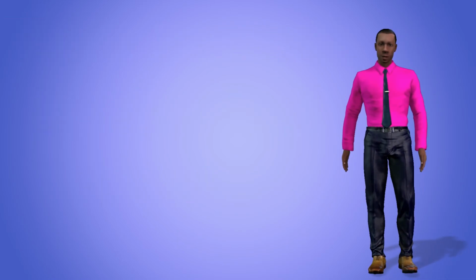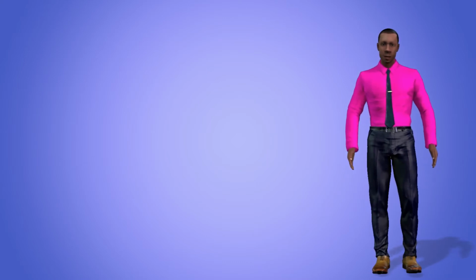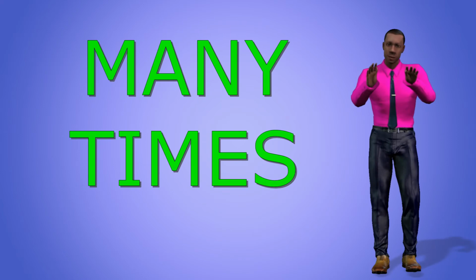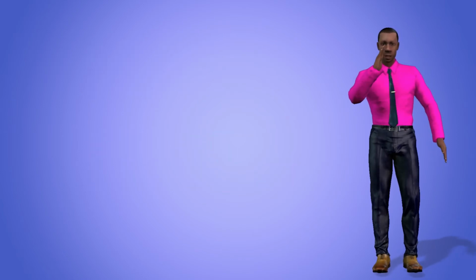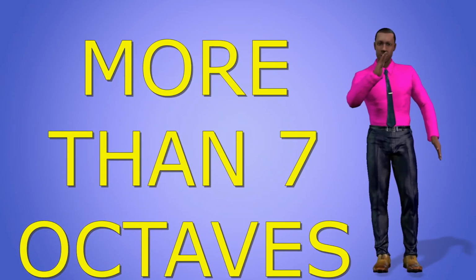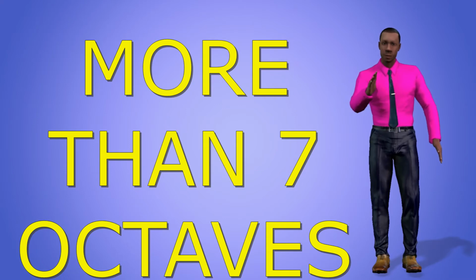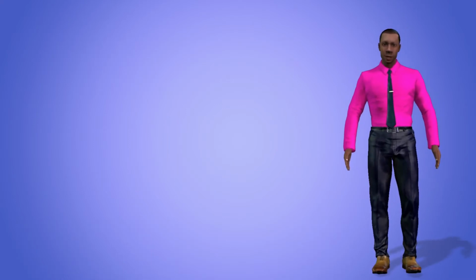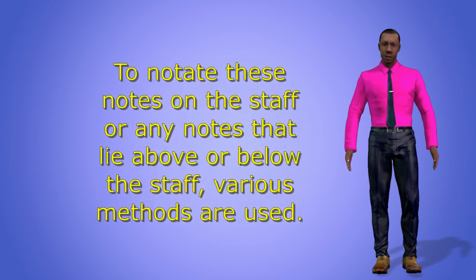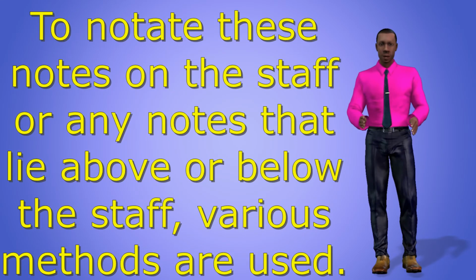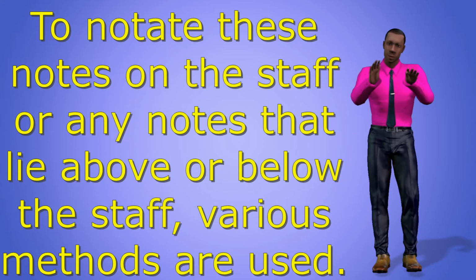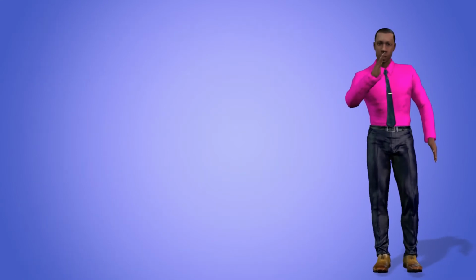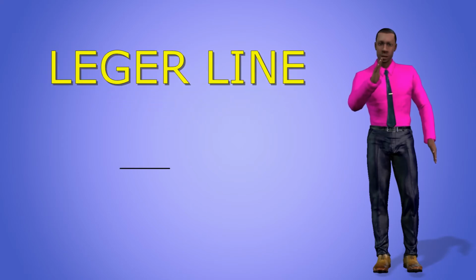The range of notes covered in music is very wide, so each letter name is used many times. The piano, for example, covers more than 7 octaves. In fact, there are instruments that can play even lower than the piano, and some that can play even higher. To notate these notes on the staff, or in fact, any notes that lie above or below the staff, various methods are used. One of the most common is the ledger line.